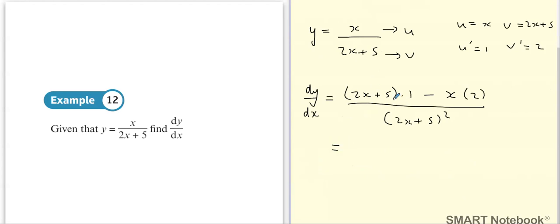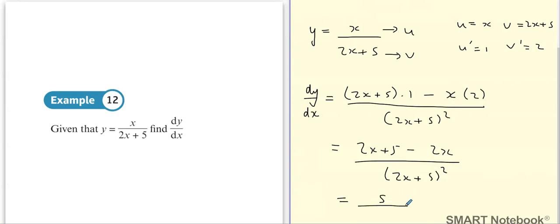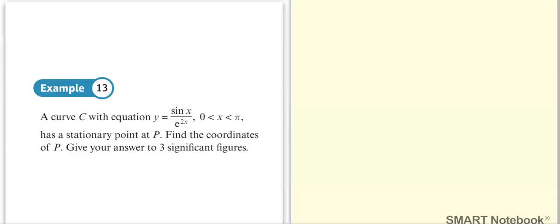And then what we can do is simplify the numerator, 2x plus 5 minus 2x all over 2x plus 5 squared. And so we are left with 5 over 2x plus 5 squared. And there is your dy by dx. Is everyone happy with that? And firstly get to dy by dx and then we'll take it from there.